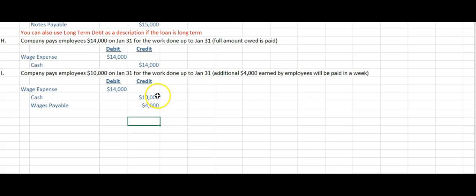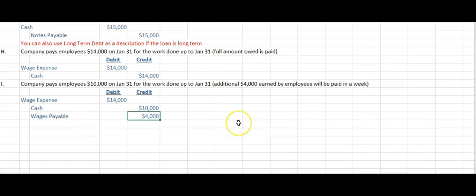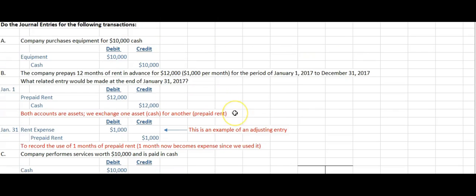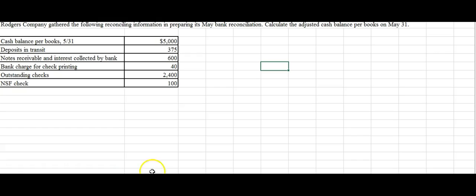So my cash went down by $10,000. I owe $4,000, but my employees earned the full $14,000. So that's my expense, $14,000 here, wages expense, same as here. Okay, again, under accrual accounting, you are going to record the expense when it is incurred, regardless of whether you paid for it or not, right? Okay, so those are some examples of journal entries, and so let's continue here real quick.